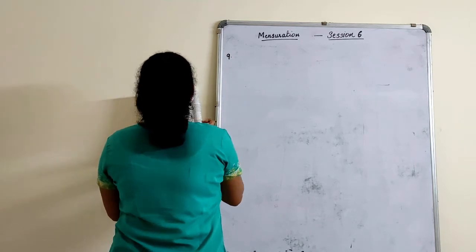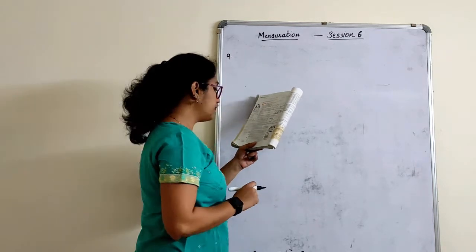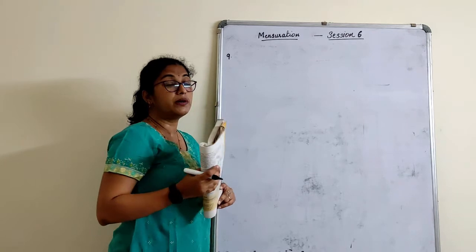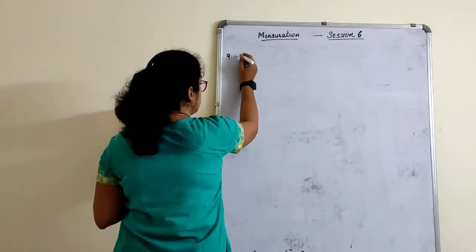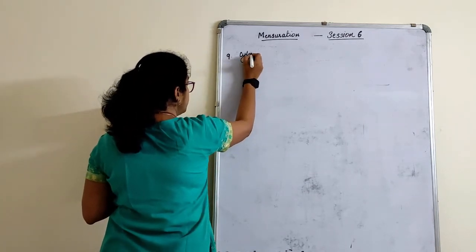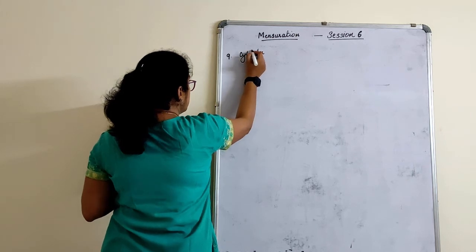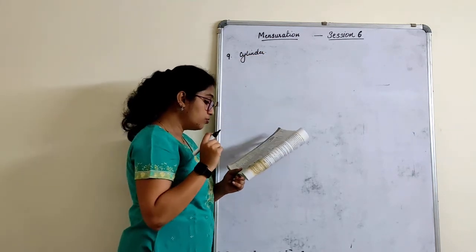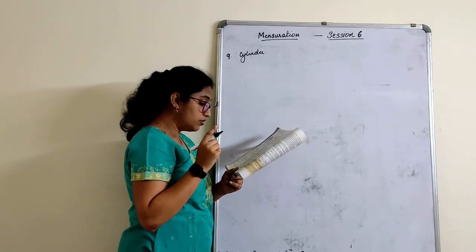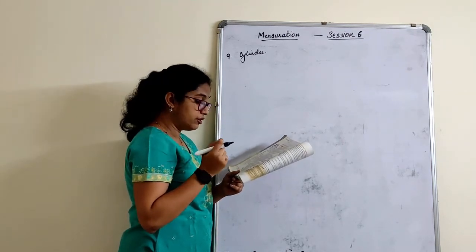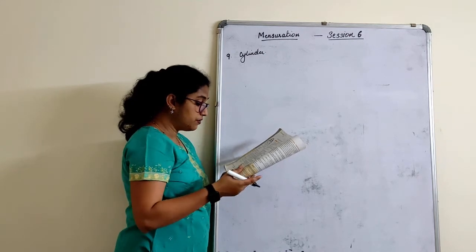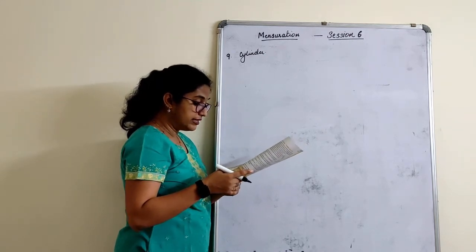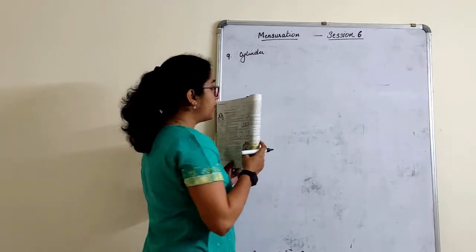A road roller takes 750 complete revolutions. When we talk about a road roller, it is nothing but in the form of a cylinder. A road roller takes 750 complete revolutions to move once over to level the road. Find the area of the road if the diameter of the roller is 84 centimeter and height is 1 meter.